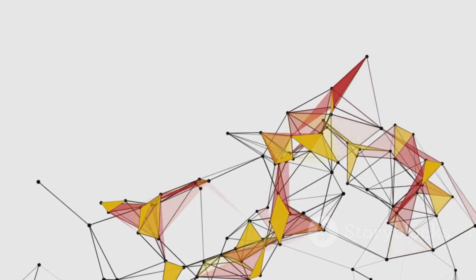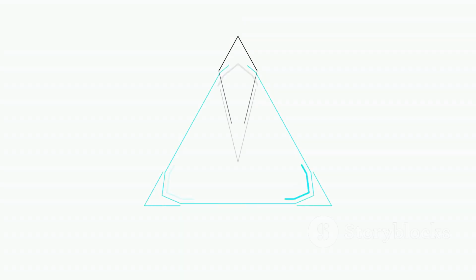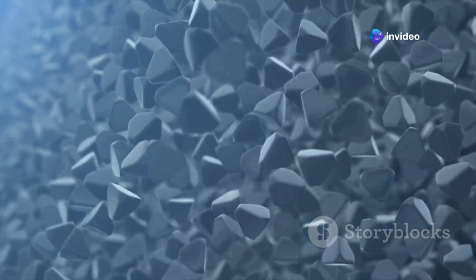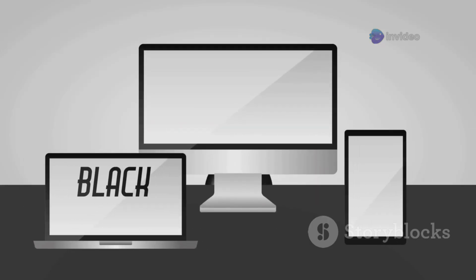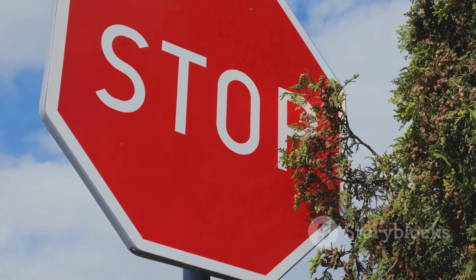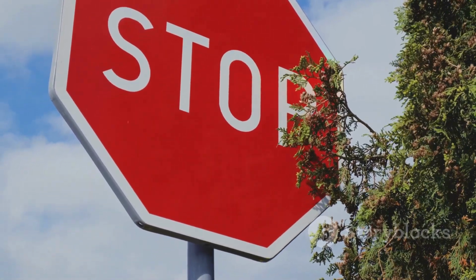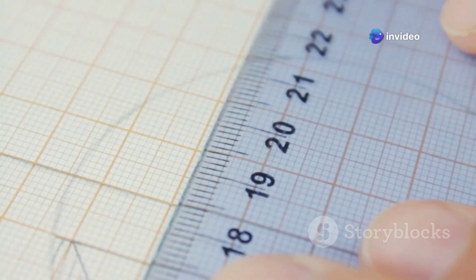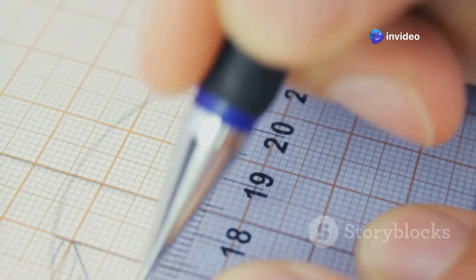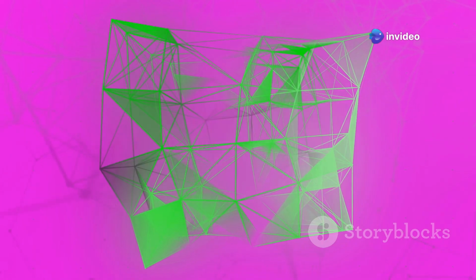Then we start combining these lines to make shapes. Triangles, squares, pentagons, hexagons, these are all called polygons. A polygon is just a flat shape with straight sides. Your computer screen is probably a rectangle, a type of polygon. The stop sign at the end of your road? That's an octagon, another polygon. Computational geometry gives us ways to describe these shapes precisely, so a computer knows exactly what a square or a triangle is, how many sides it has, and what its angles are. It's all about clear definitions.